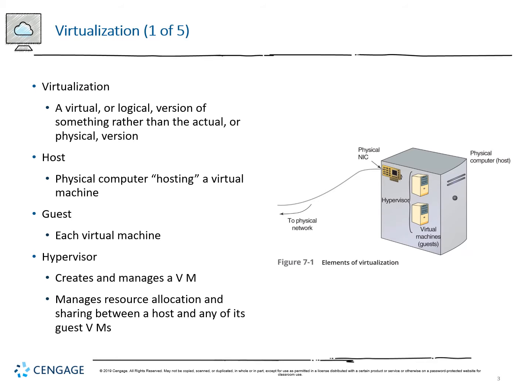So what is virtualization? The virtual or logical version of something rather than the actual or physical version. So constructing it in software rather than in hardware. The term that we use for the physical computer that is containing or providing space and resources for the virtual machine is called a host. Each virtual machine within that is called a guest. The hypervisor is the supervising software that manages and creates a virtual machine and manages resource allocation and sharing between a host and any of its guest VMs.